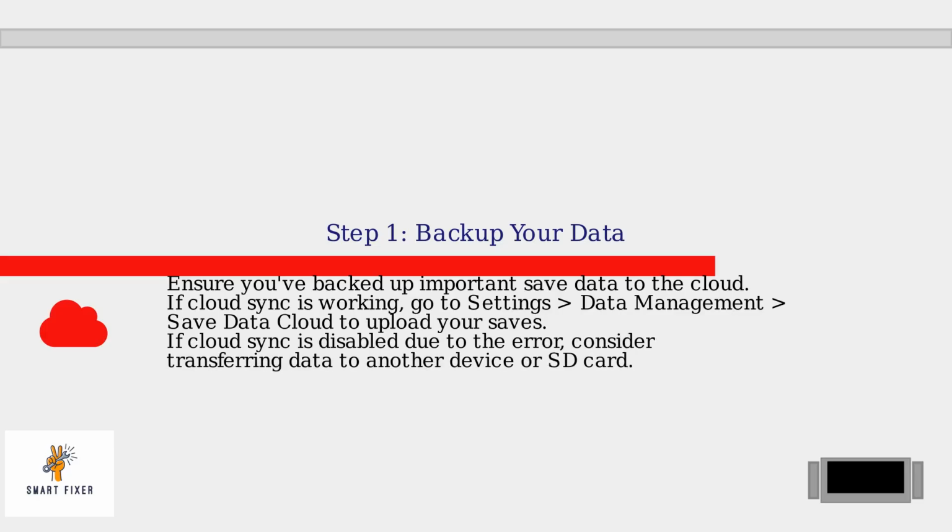First, back up your important data. If possible, use the Cloud Save feature to upload your game saves. Navigate to Settings, then Data Management, and select Save Data Cloud to back up your files online. If Cloud Sync isn't working due to the error, you may need to use an external storage device or transfer to another console.